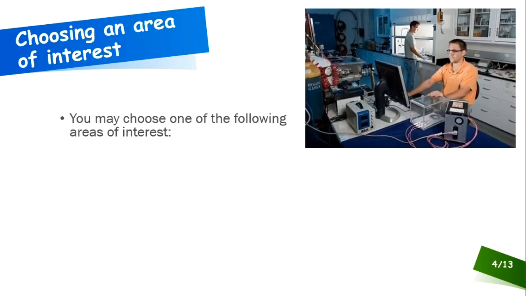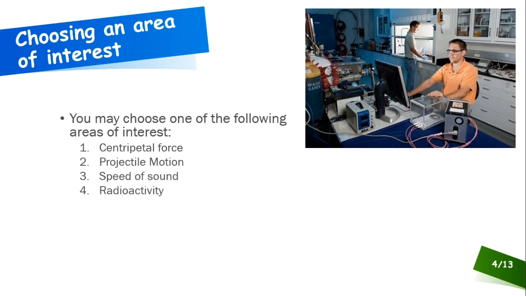So, as I mentioned before, you get to choose an area of interest. So here are the interest areas that you get to choose from. The first is centripetal force. The next is projectile motion. Then you've got the speed of sound. And then you've got radioactivity.